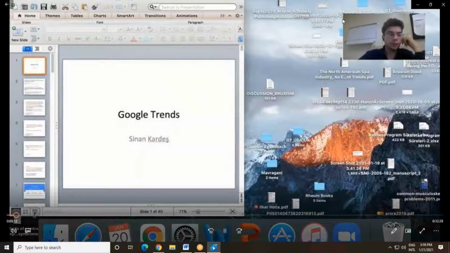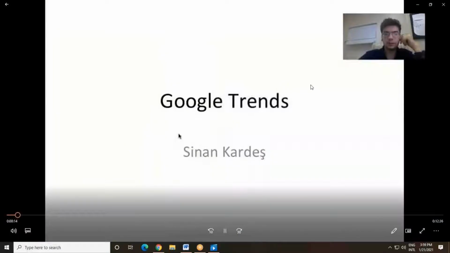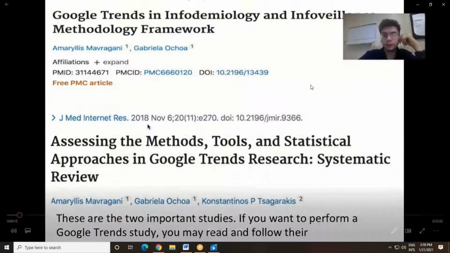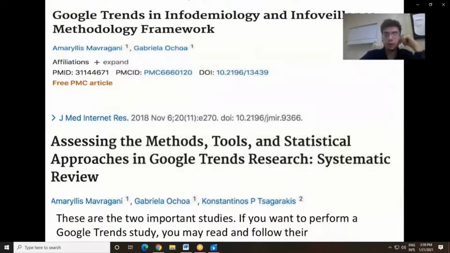I'm not an expert in the topic. I just have some articles using Google Trend data. These are the two important studies on Google Trends. If you want to perform a Google Trend study, you may refer to them for further information.